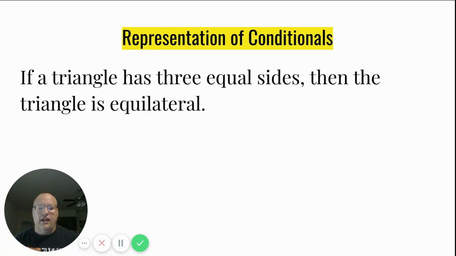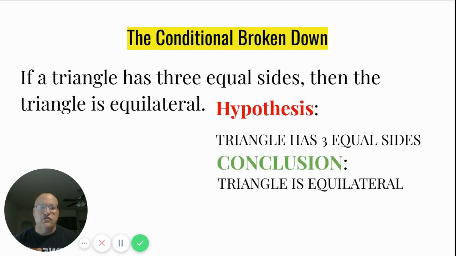And so let me go back and just let you take a look there. If a triangle has three equal sides, then the triangle is equilateral. The hypothesis: the triangle has three equal sides. The conclusion is the triangle is equilateral. That's the way that particular statement works as far as that conditional goes.